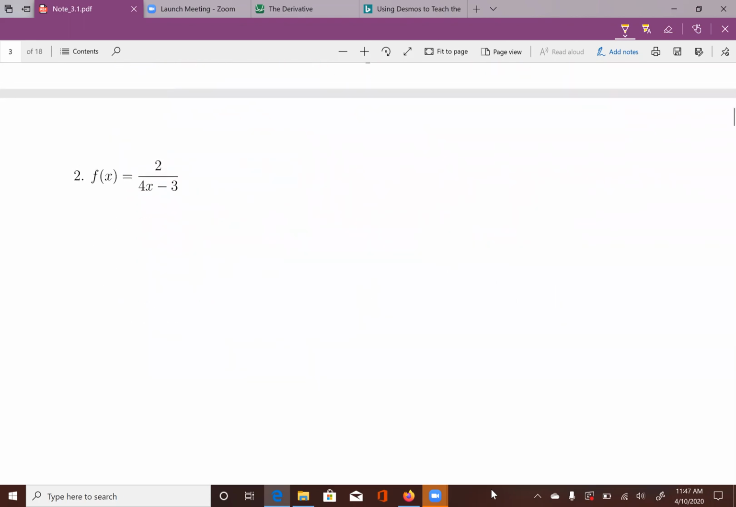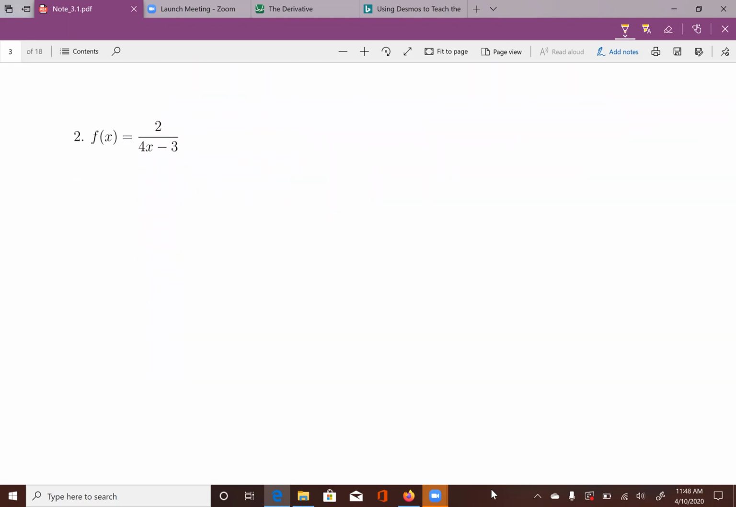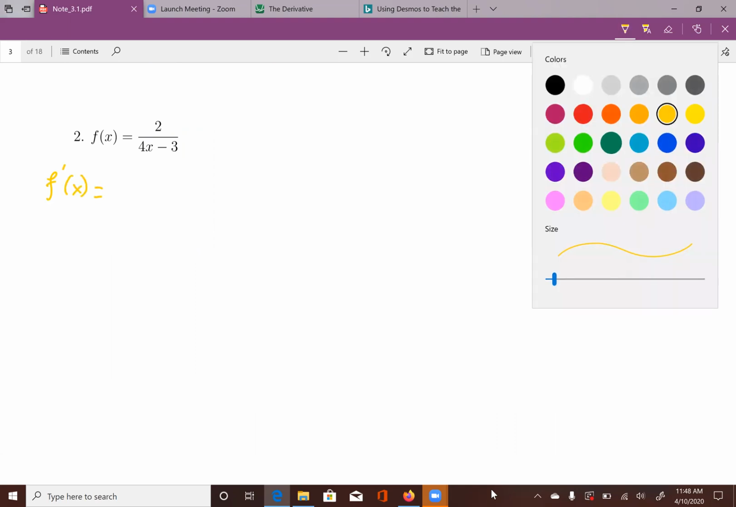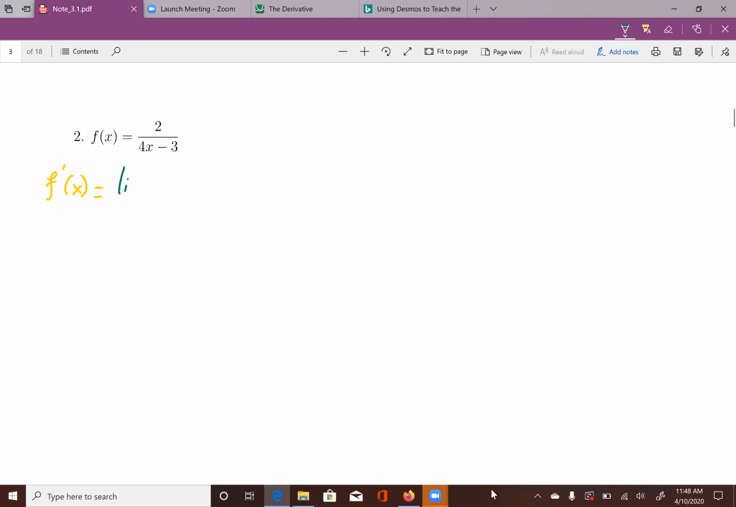All right, let's go to the next question. Again, I want to find the derivative of this function, and this is a rational function. Let's write down the definition of the derivative. f prime of x equals the limit as delta x goes to 0 of f of x plus delta x minus f of x over delta x, okay, equals the limit as delta x goes to 0.